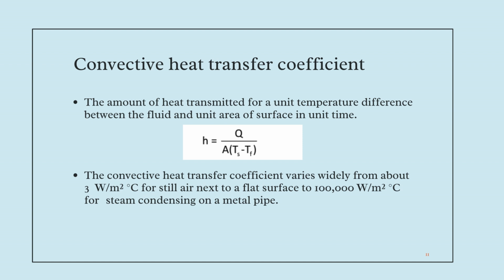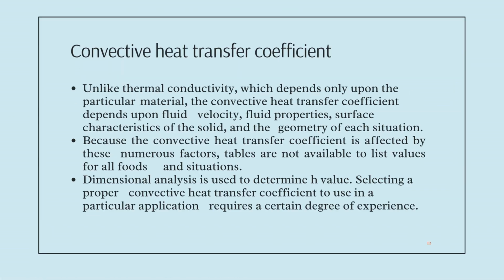Moving to next slide. Convective heat transfer coefficient. This describes how much heat is transferred for a given temperature difference and area per unit time. Q equals HA times the temperature difference. The coefficient ranges from 3 watts per square meter per degree Celsius for still air up to 100,000 for condensing steam.